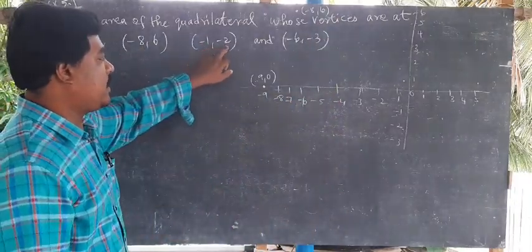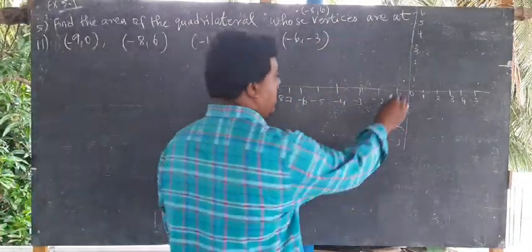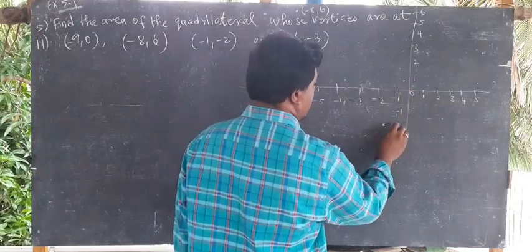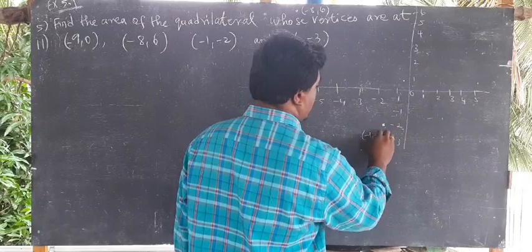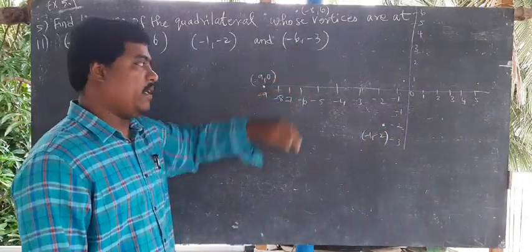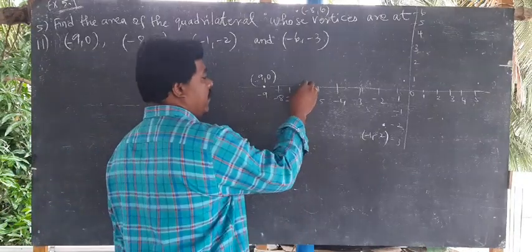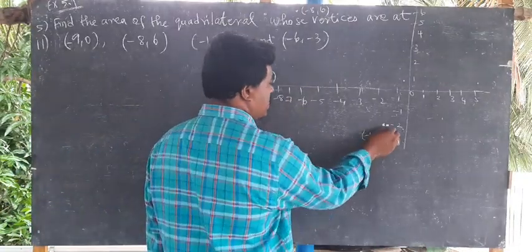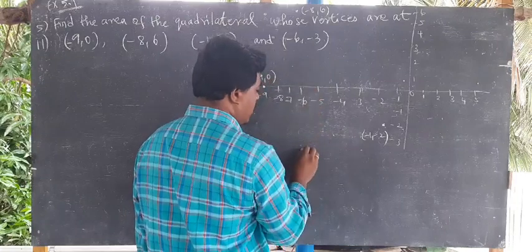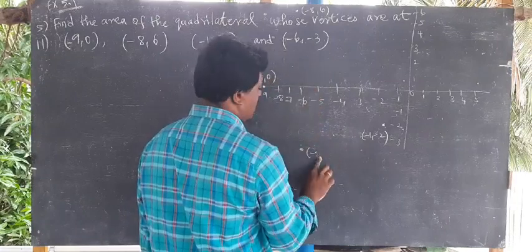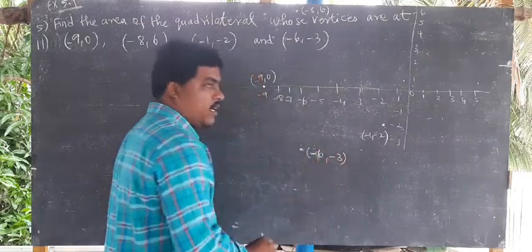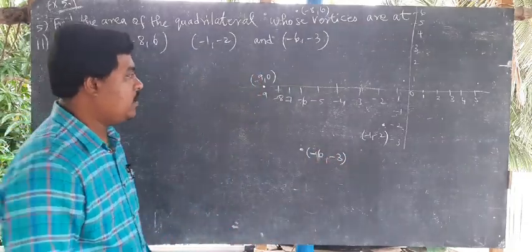Minus 1 comma minus 2. Minus 1 comma minus 2 here. So just you write here minus 1 comma minus 2. Minus 6 comma minus 3. Minus 6 will be here. Minus 6 comma minus 3. So this is the last point here. That is enough, right?